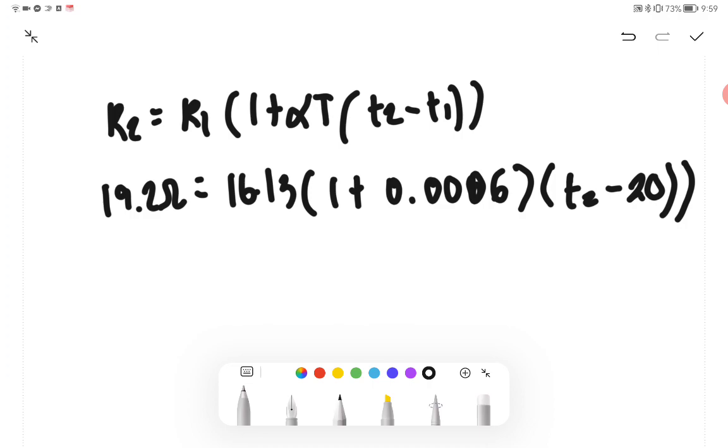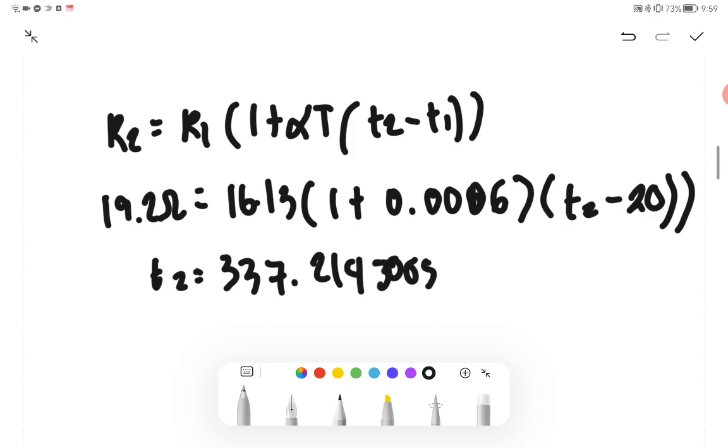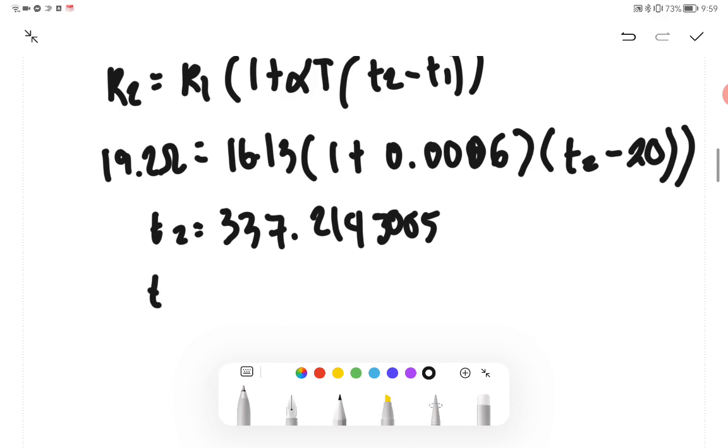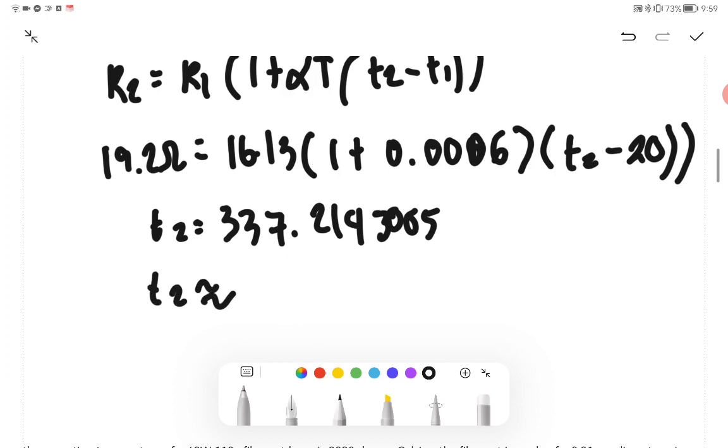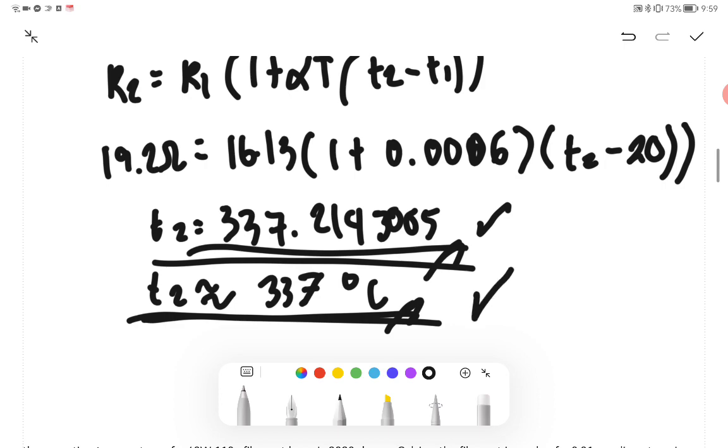So we will obtain the value of the T2, which is equivalent to 337.214 or approximately 337 degrees Celsius. So that will be our final answer. This is the unsimplified one and this one is the simplified one.